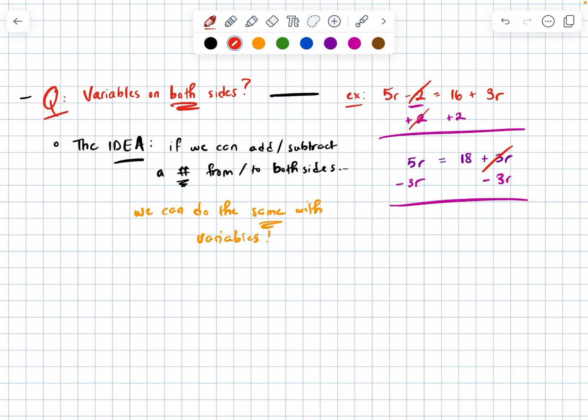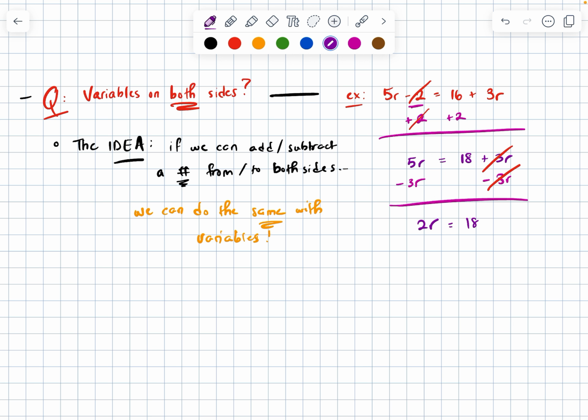Well, look here, I have a positive and a negative 3r. Inverse operations tell me that these two should undo each other. They'll cancel each other out, and I'm left with just an 18 on the right. And then on the left, I've got 5r minus 3r. Well, those are like terms, which means they can be combined. 5r, I take 3 r's away from that. How many r's am I left with? Well, I've got 2 r's left.